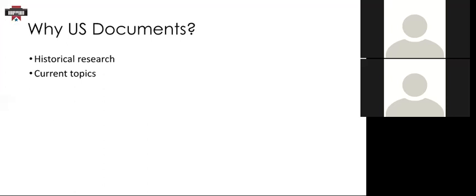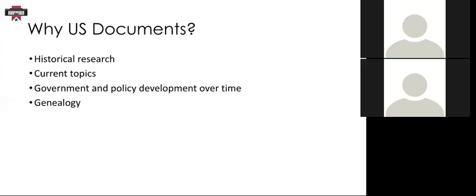If you're researching current topics, there are US documents for that too. The federal government constantly produces new publications and distributes them regularly. You can also use US documents to research how policies and government responses to different topics developed over time, according to the government's own published information. And if your ancestor had any sort of interaction with the federal government, US documents may have more details to add to your family tree.